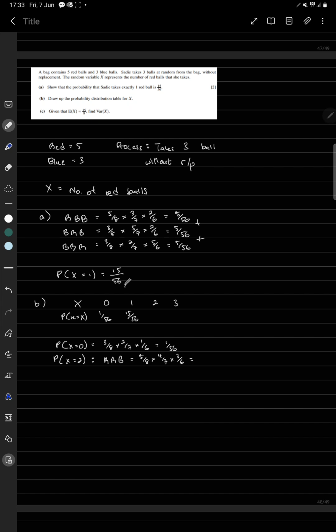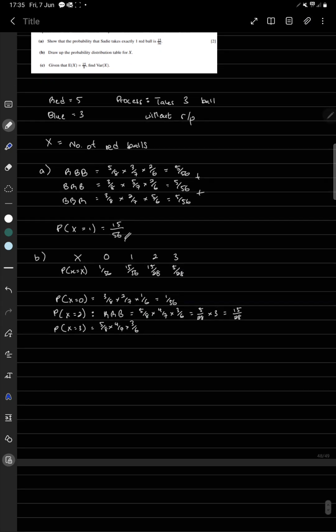And then we get 5/28. Now let's multiply this by 3 because there are 3 possible outcomes, and we should get 15/28. Now for the probability of X equals 3, that's red, red, red, which is just 5/8 times 4/7 times 3/6. That's exactly the same as the 5/28. It's just 1 outcome, and you can see that it's exactly the same.